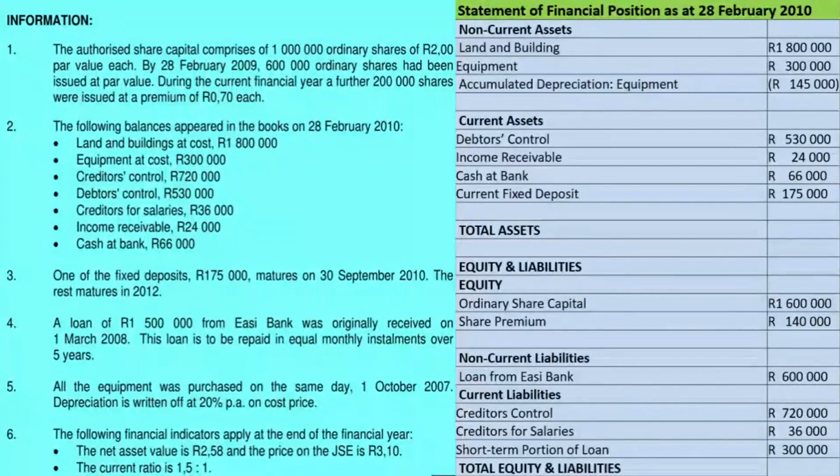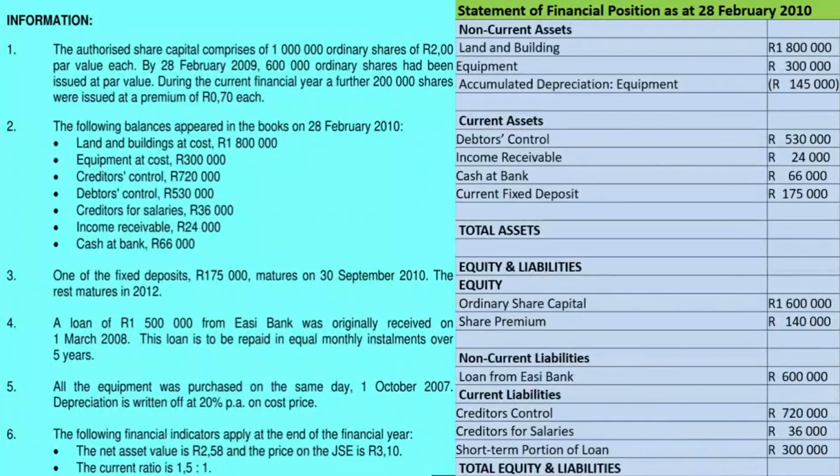Why does it matter? You can see here that our statement of financial position always has to balance. Total assets always has to equal total equity and liabilities. If it does not, then we have done something wrong somewhere. So now, what is net asset value that we are given here? Net asset value is equal to total assets minus total liabilities.